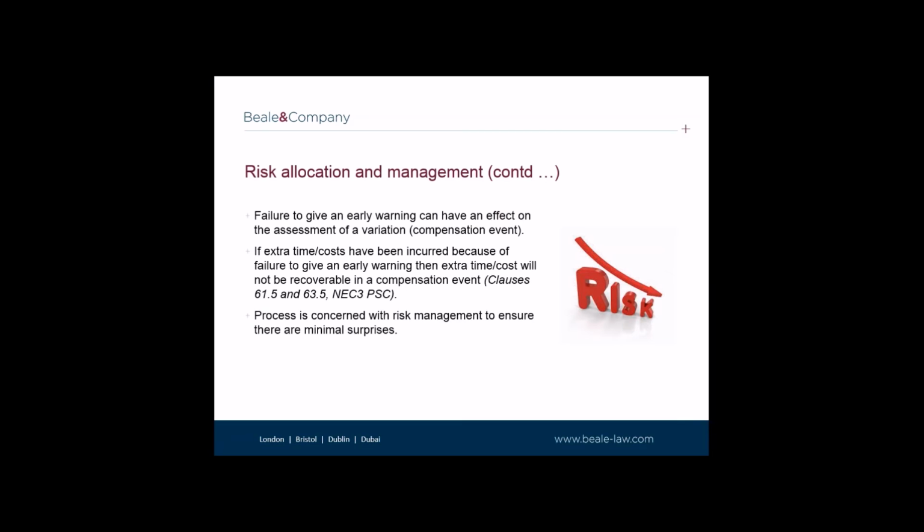The underlying rationale for this regime is to ensure that risks are dealt with as and when they arise, and that there are minimal surprises throughout the course of the project. These provisions are also seeking to avoid the traditional approach of leaving the issues to the end of a project where a deal is struck before the parties move on. I'm now going to pass you back to Stephen, who's going to discuss the compensation event regime in a bit more detail and focus on other areas of the PSC.